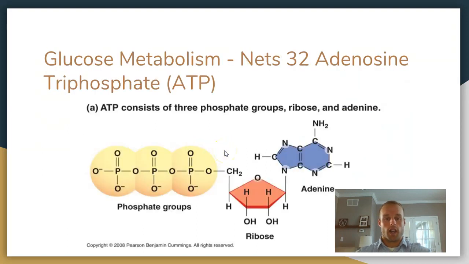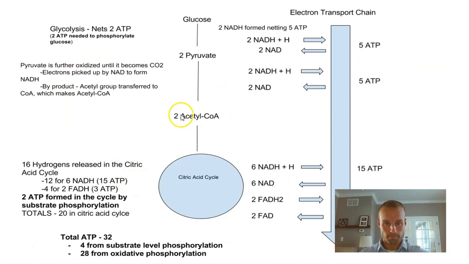When we talk about glucose metabolism, it nets 32 ATP, and ATP stands for adenosine triphosphate, and this is the makeup of ATP. Now, how do we get from a glucose molecule to ATP? There's a couple steps involved in this process.